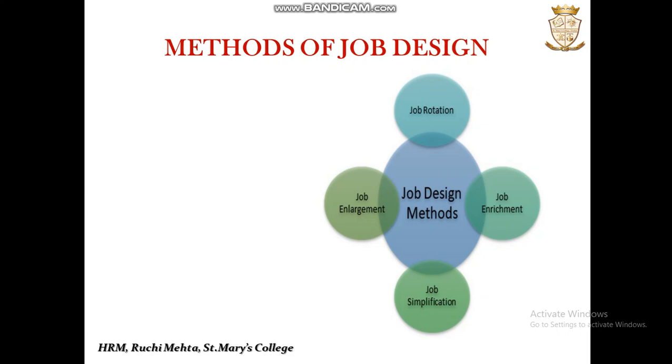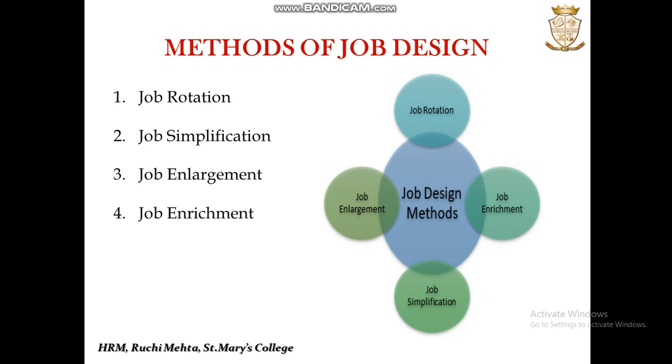As you can see in the picture, there are four methods of job design: job rotation, job simplification, job enlargement, and job enrichment. Now let us see what each of these is. Job rotation. What is job rotation? It simply means the shifting of an employee from one job to another without a change in the nature of the job. So there will not be any alteration in the nature of the job or in the pay, but the employee is being shifted from one job to another job.